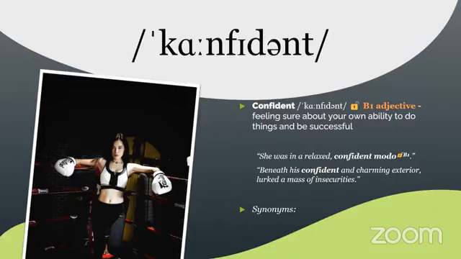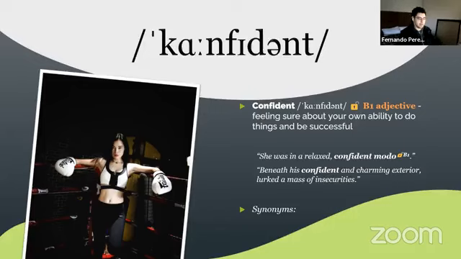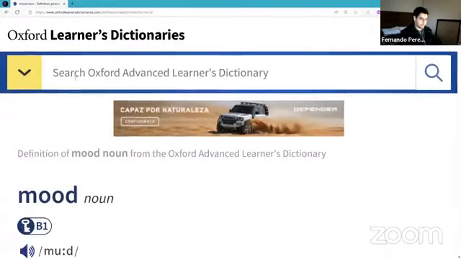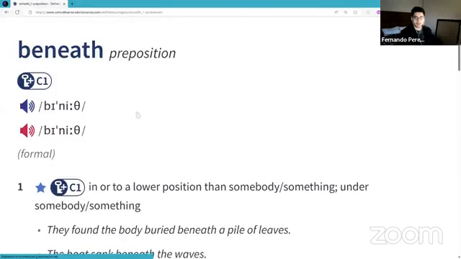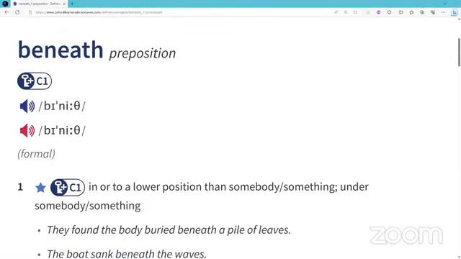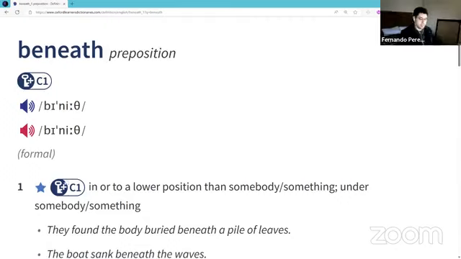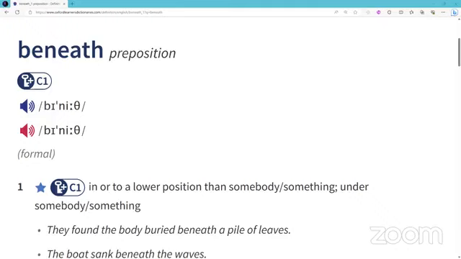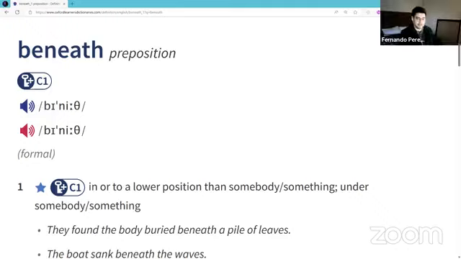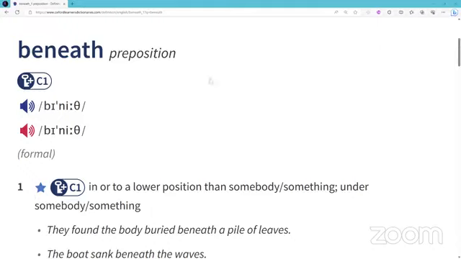Beneath his confident and charming exterior lurked a mass of insecurities. Okay, we have some vocabulary pronunciation. Let's go with this one. How do you pronounce this word? Preposition. Beneath. Beneath. Okay. Beneath. No, beneath. Okay. Exactly. Beneath. Much better.